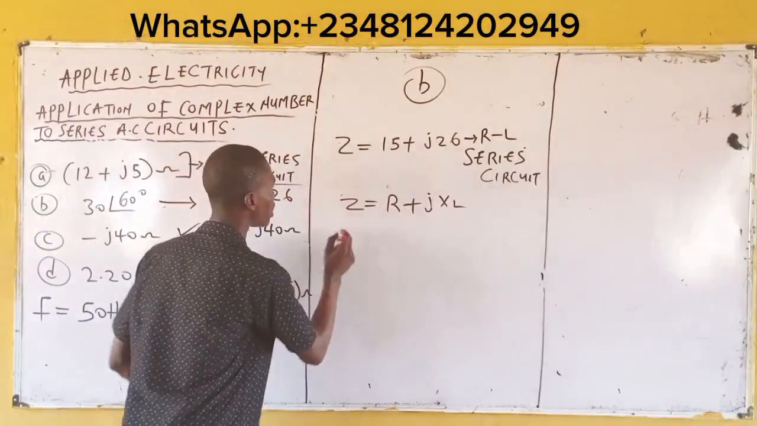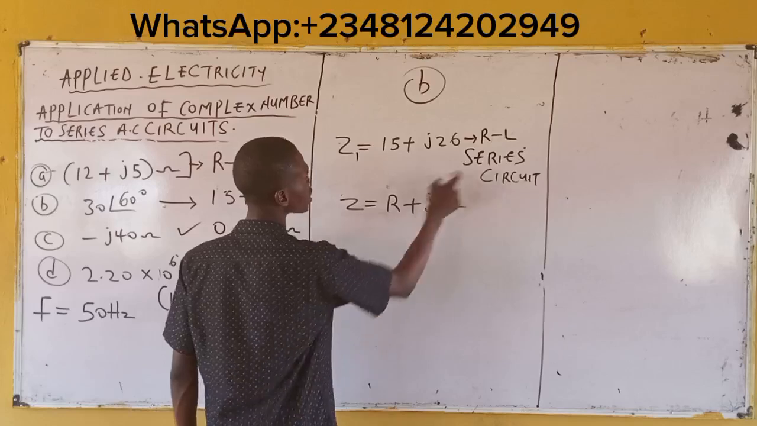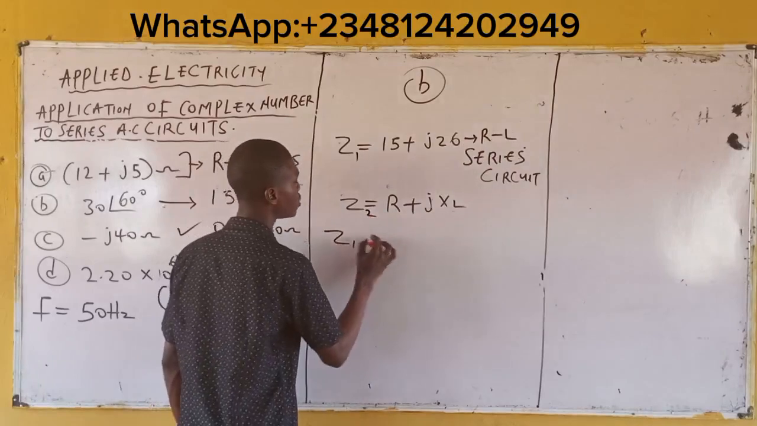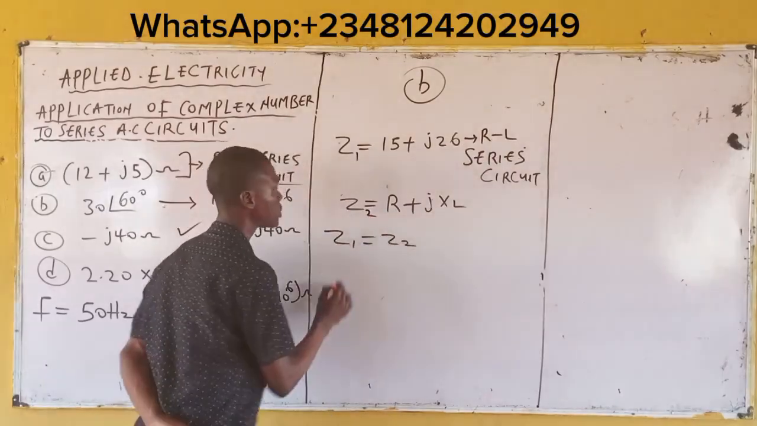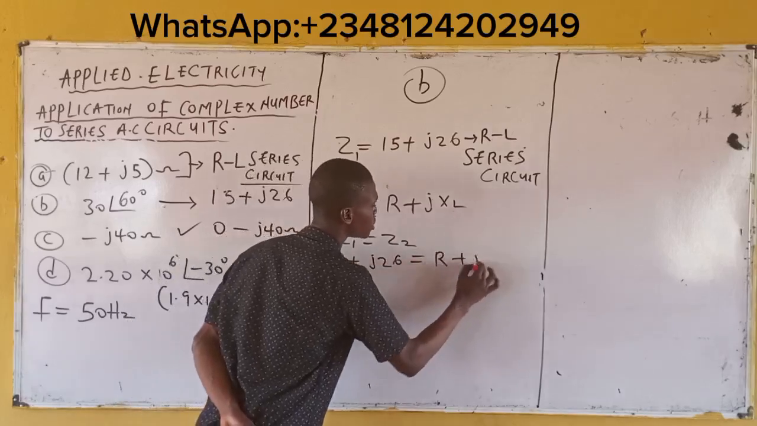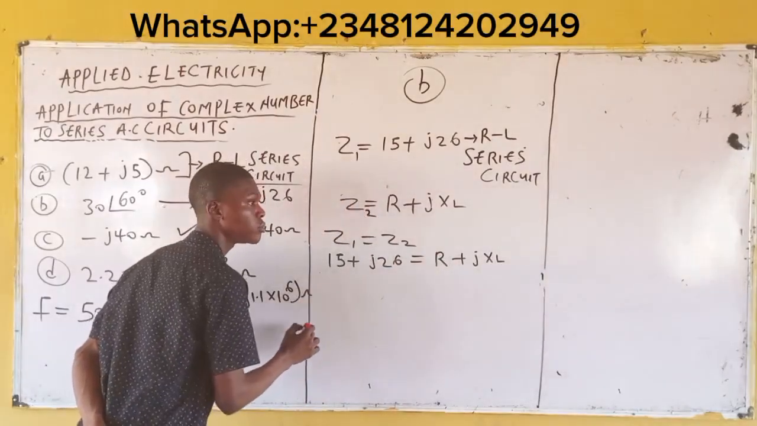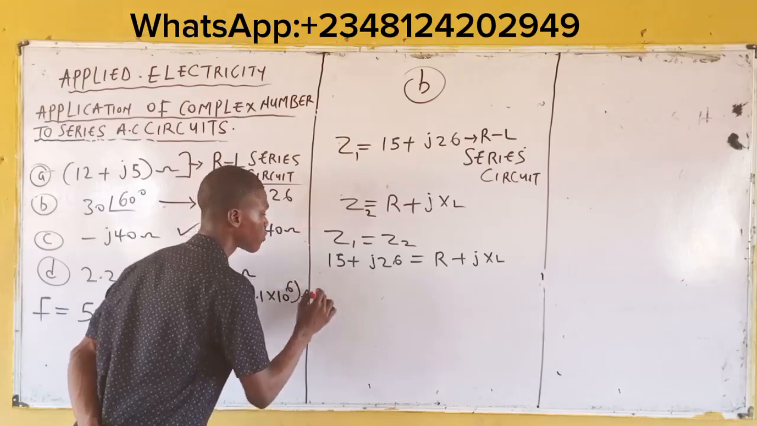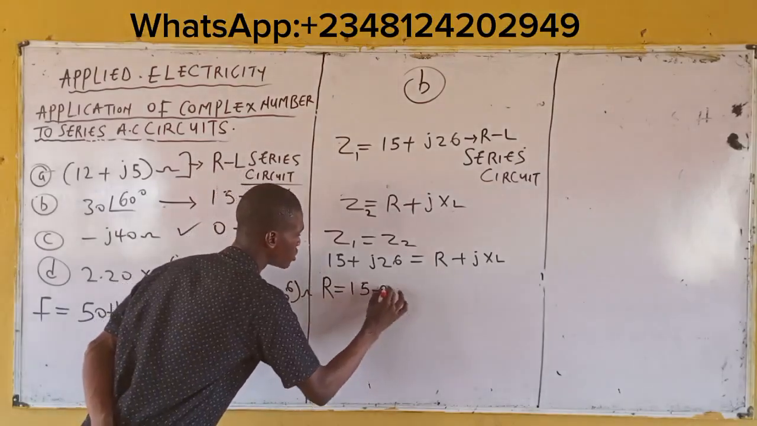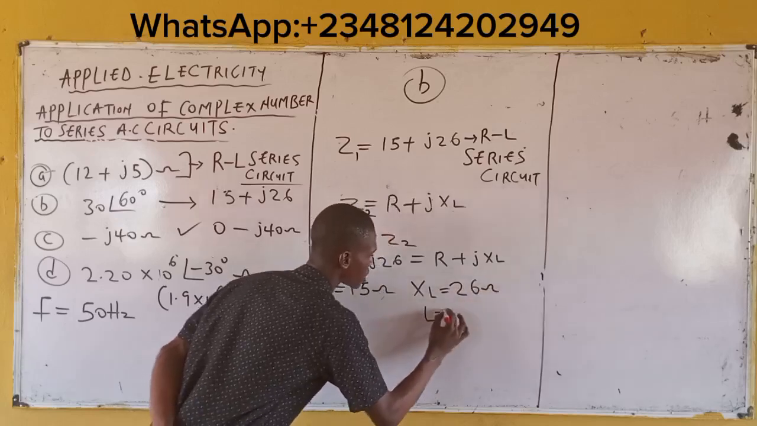But let's solve. Call the given question Z1 and call the impedance of the RL series circuit Z2. Relate it by saying Z1 is equal to Z2. Substitute: 15 plus j26 is equal to R plus jXL. From equal complex number, R is equal to 15 ohms, XL is equal to 26 ohms.